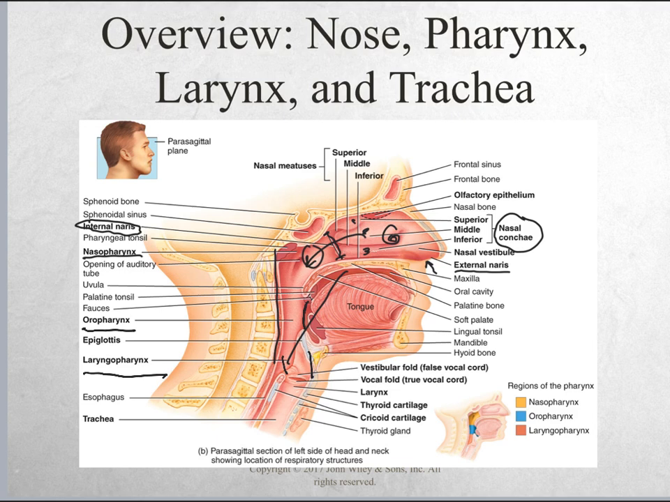So a couple more structures to look at. Obviously, we have the tongue. The tongue is going to help allow us to make sound and enunciate. A couple tonsils to point out. We have our lingual tonsil. We're going to have our palatine tonsil. And we're going to have our adenoid tonsils, or pharyngeal tonsils. Okay, and here's a palatine tonsil right here.